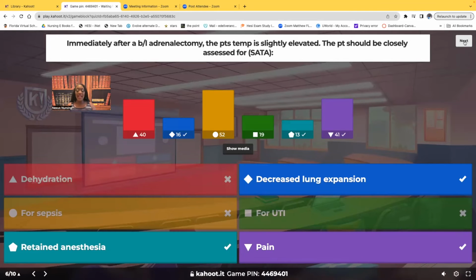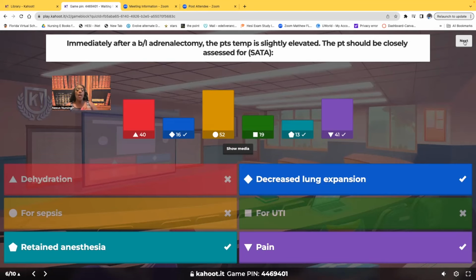Okay, let's talk about it. The correct answer: decreased lung expansion, retained anesthesia, and pain. So decreased lung expansion, this patient just had surgery. After surgery, you're supposed to turn, cough, deep breathe. You're supposed to get up and move around. All of that helps with the lung expansion. All of that helps with preventing upper respiratory infection.